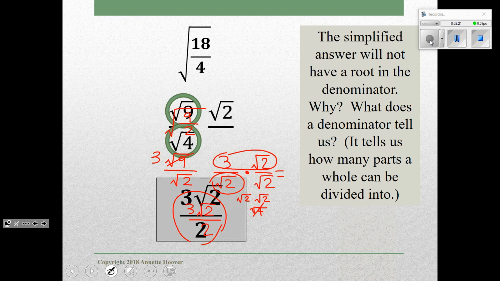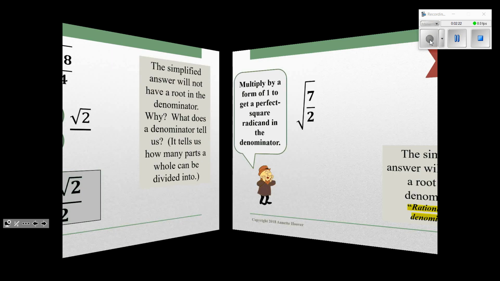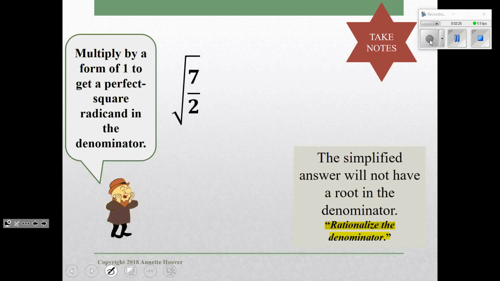So let's look at another example here. We have the square root of 7 halves. First, I look to see if there's any way I can simplify the fraction underneath the radical sign, and 7 halves is simplified. So now, having 7 halves, we can break it down. It's the same thing as having the square root of 7 on the top in the numerator and the square root of 2 in the denominator.